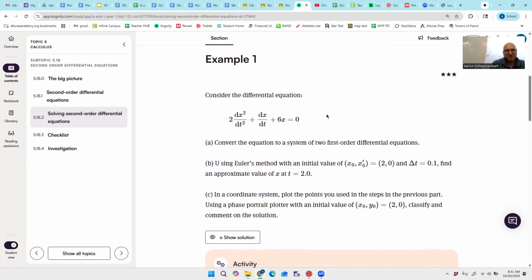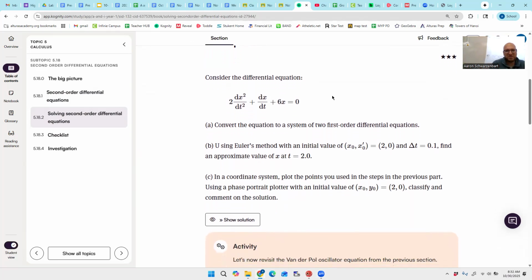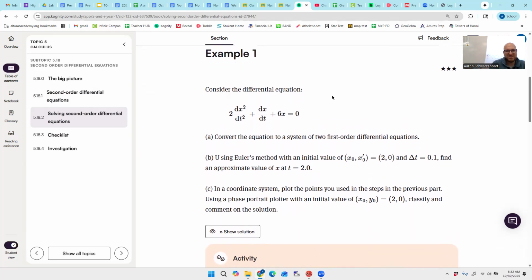So convert the system of two first order to first order differential equations, and then we will use Euler's method to find an approximate for t equals 2. We'll let the calculator run Euler's method, and then we'll plot the points you used in the steps in the previous to start a phase portrait. We'll also let the calculator do that.